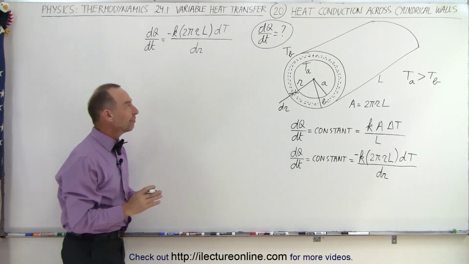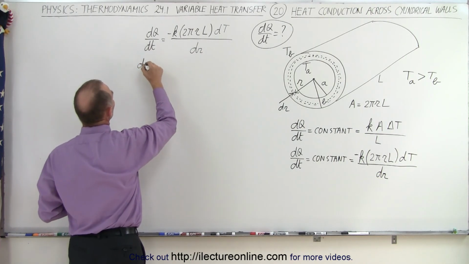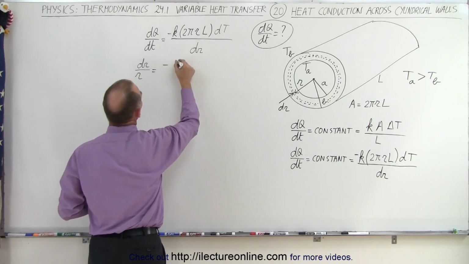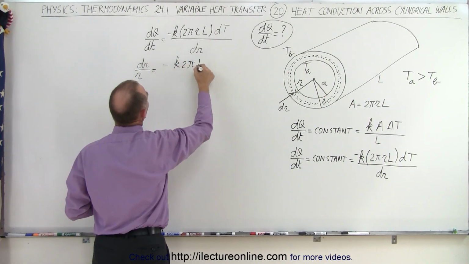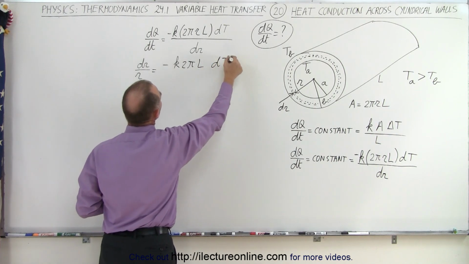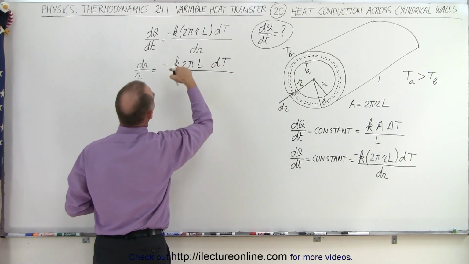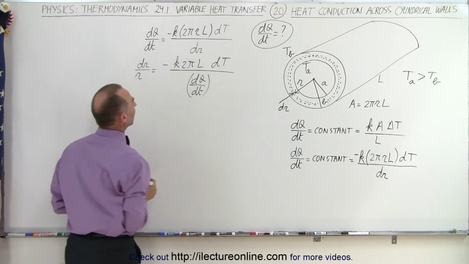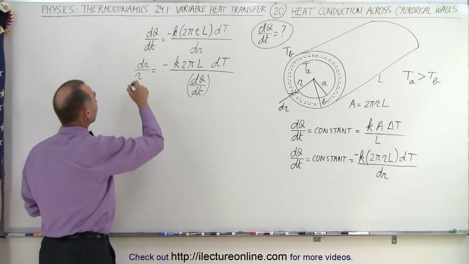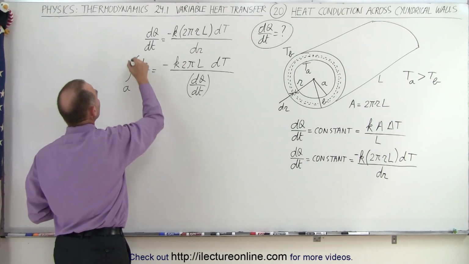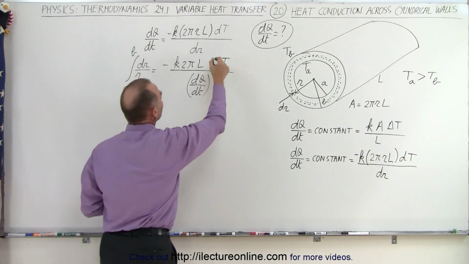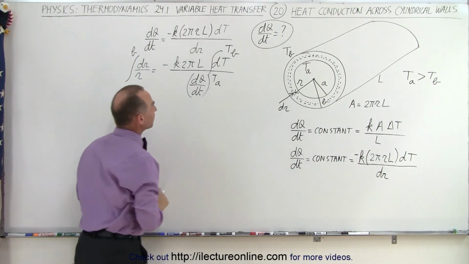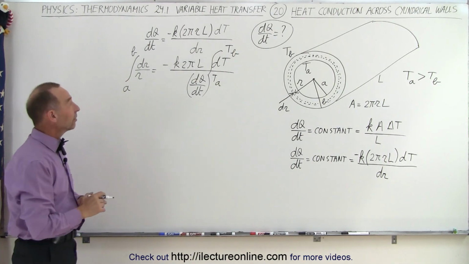So now we're going to separate the variables. So this becomes dr divided by r on the left side is equal to minus k 2 pi L times dT divided by, let's see here, we're going to bring the dQ/dt over to the other side. And we know that's going to be a constant. And now we're ready to integrate. On the left side, we're going to integrate from A to B. That's the difference in the radii. And here on the right side, we're going to integrate from TA to TB. All right, let's go ahead and do that and see what we get.